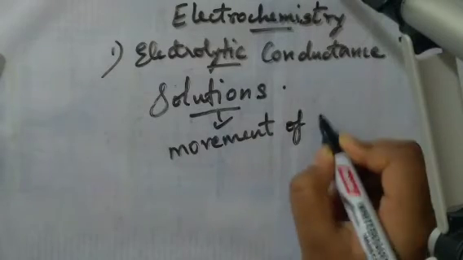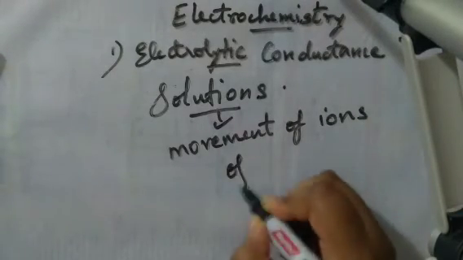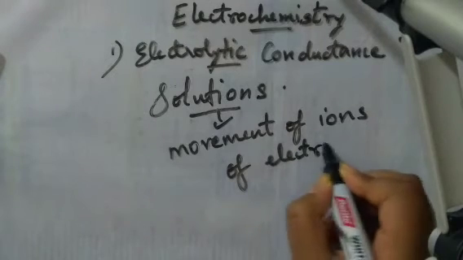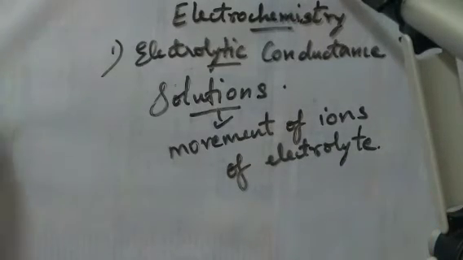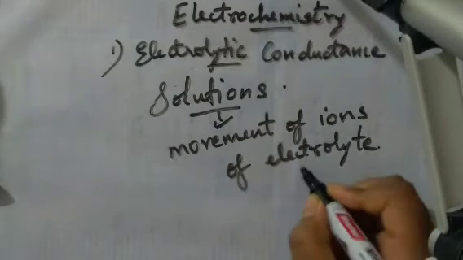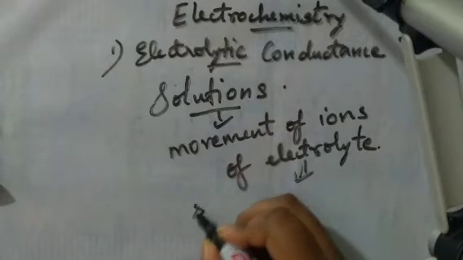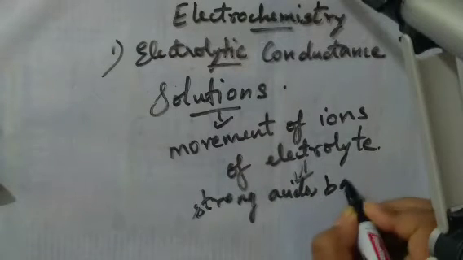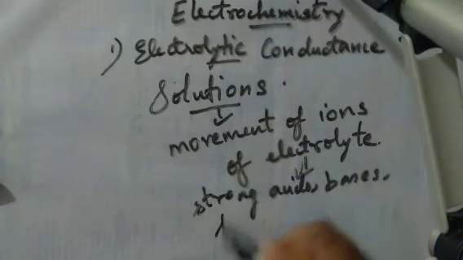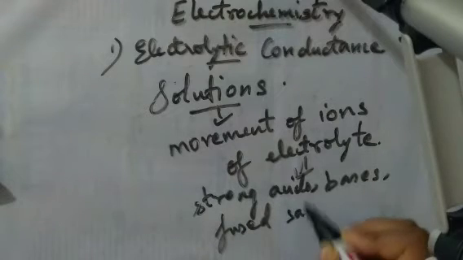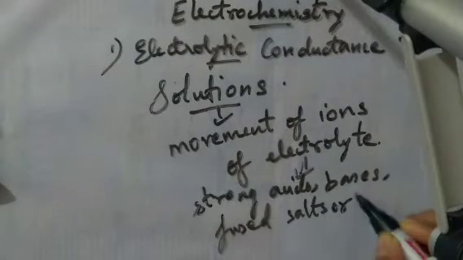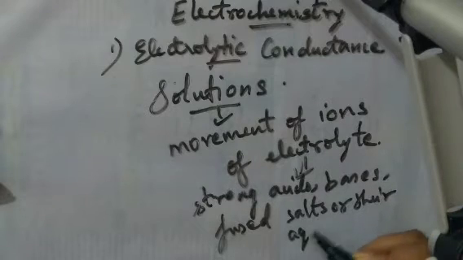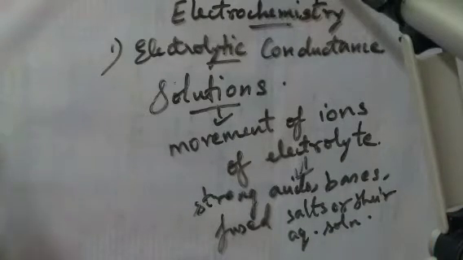of electrolyte. So the conduction in solution is due to movement of ions of the electrolyte. What are electrolytes? Electrolytes may be strong acids, bases, fused salts, or their aqueous solutions.